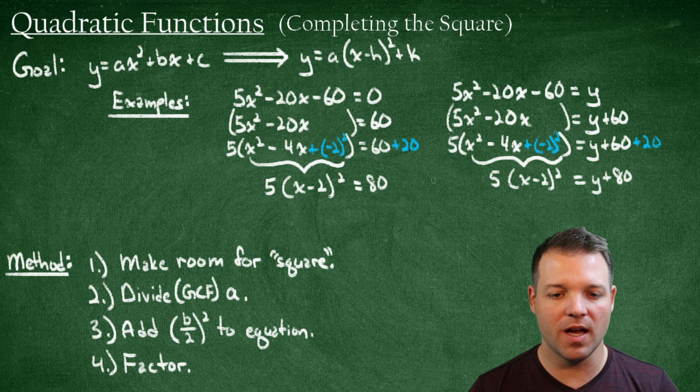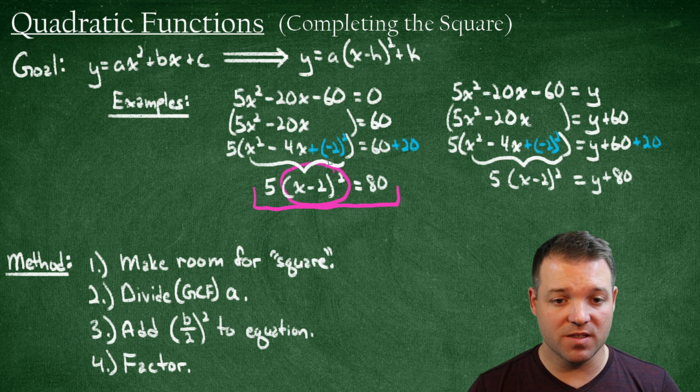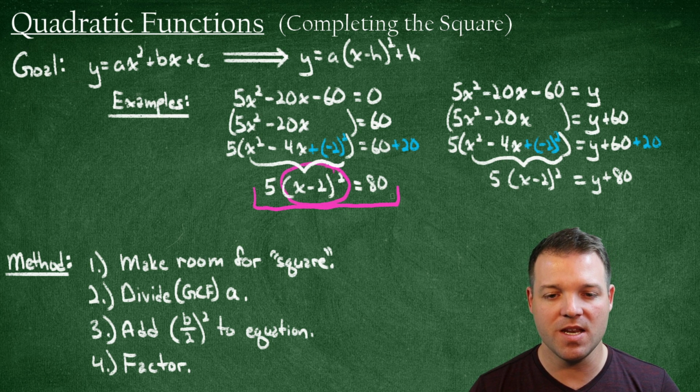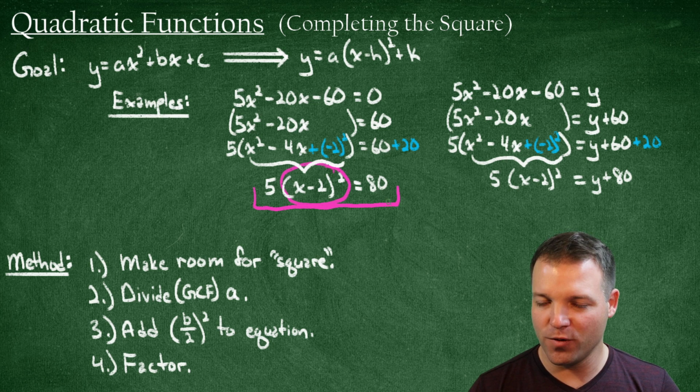Anyways, so again, where does this bring us? Well, first of all, for this one, I have this binomial squared times 5 is equal to 80. Well, I can actually solve for x there.